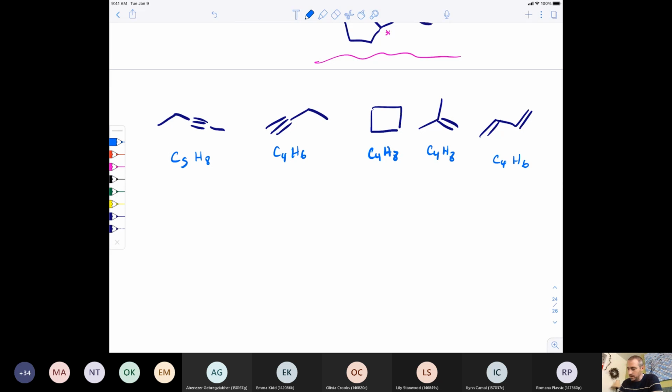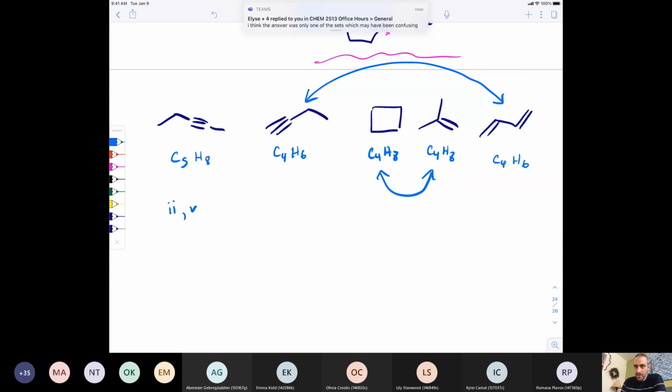So this is an interesting one. I would say that these two are constitutional isomers, and these two are also a set of constitutional isomers. But there's 2 separate sets of constitutional isomers. So what's the answer? I would guess either 2 and 5, or I would also say 3 and 4.